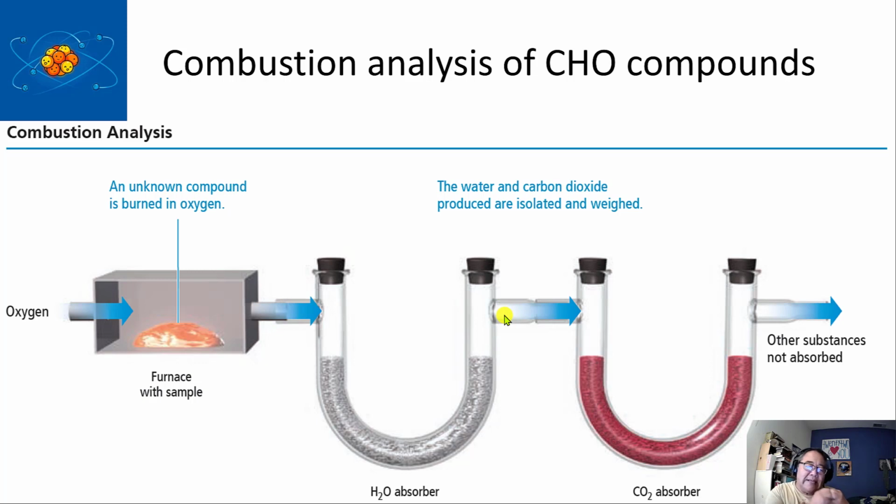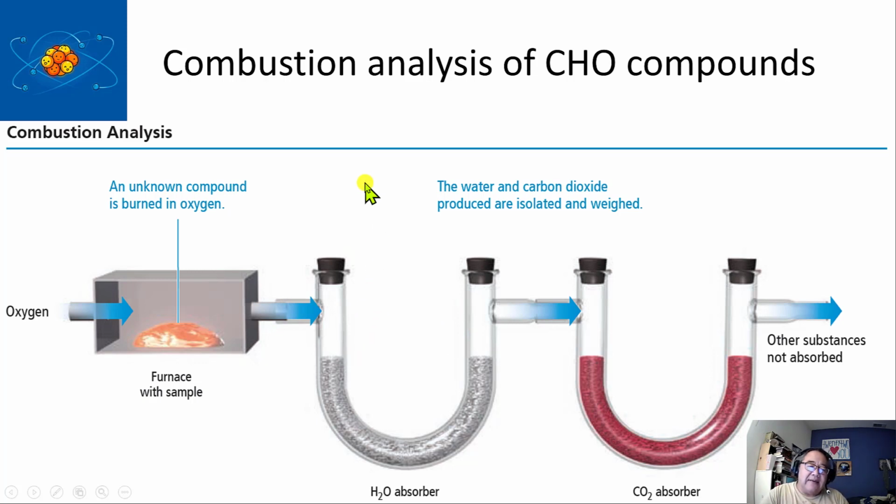So the next thing that happens is that gas travels through a carbon dioxide absorber. Okay. And then if there's anything else that's not absorbed, that just goes out. And principally what that is just unused oxygen. Now, what they do is they weigh the absorber before and after, right? For the H2O absorber, the mass it gains is the mass of water. And then the CO2 absorber absorbs the CO2, so the difference is the mass of CO2.